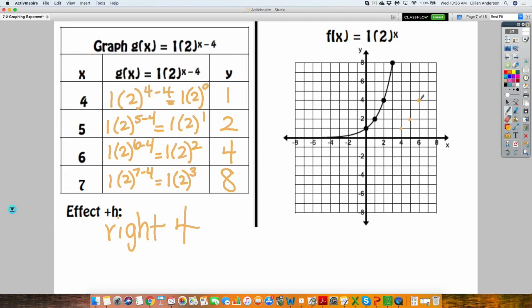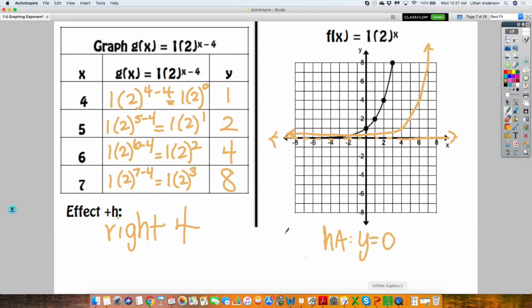And as you can see, just from these 4 points alone, this graph has shifted over to the right 4 units. Okay? What's our horizontal asymptote here? And it's what equals 0? Y equals 0. Okay? So that means that when we draw the rest, we're going to get very close to that horizontal asymptote, but never cross or touch. Okay?